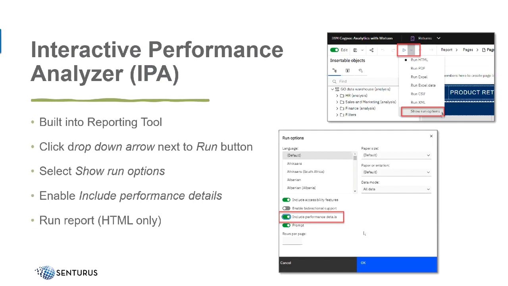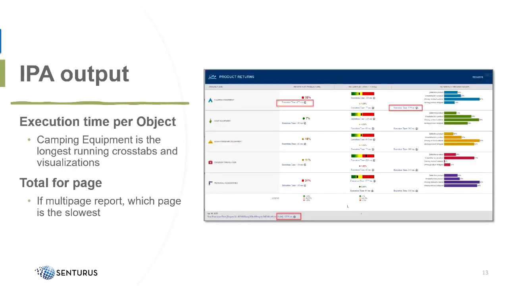If you go into an existing report in edit mode, there's a little drop-down arrow next to the run button with an option called show run options. Click on that, and there's a second page of properties where you can enable a slider that says include performance details. I highlighted it in the screenshot. Just turn that on, click OK, and then run the report in HTML. This only works in HTML, by the way, so make sure you're running it in that format. Once the report has run, you should see something like this. This is the IPA output.